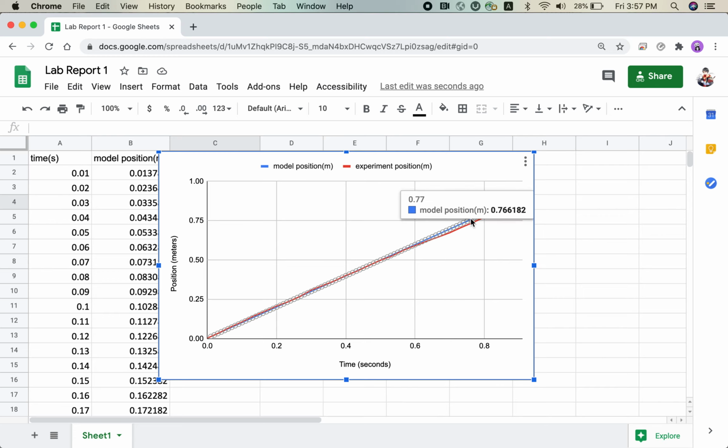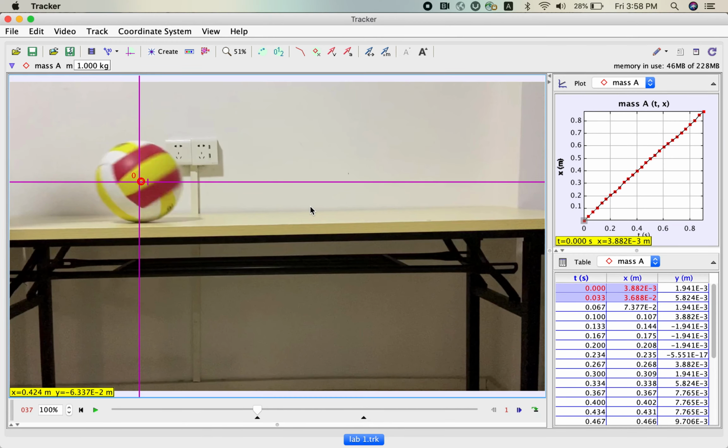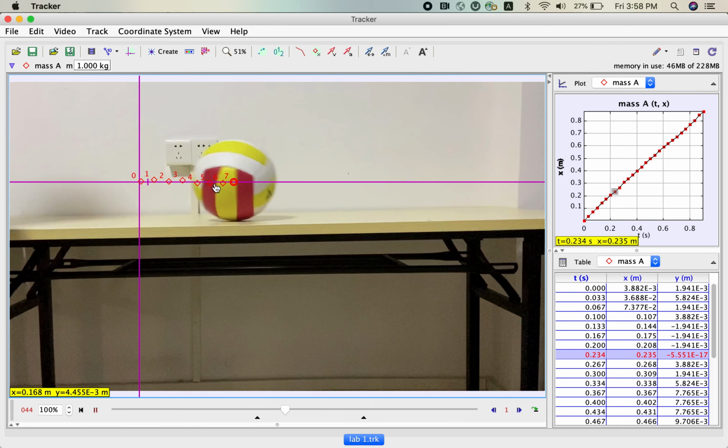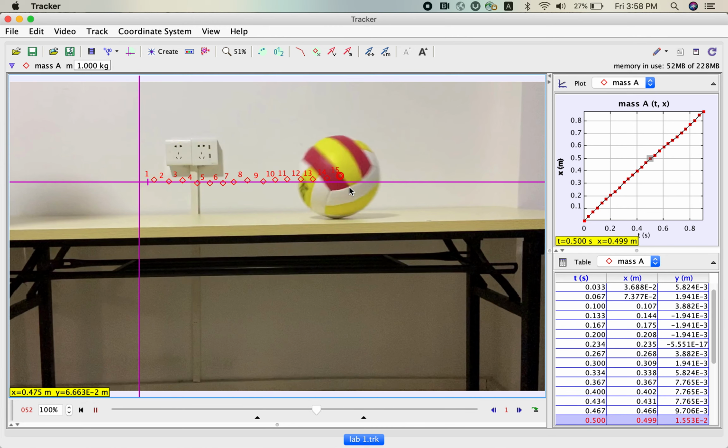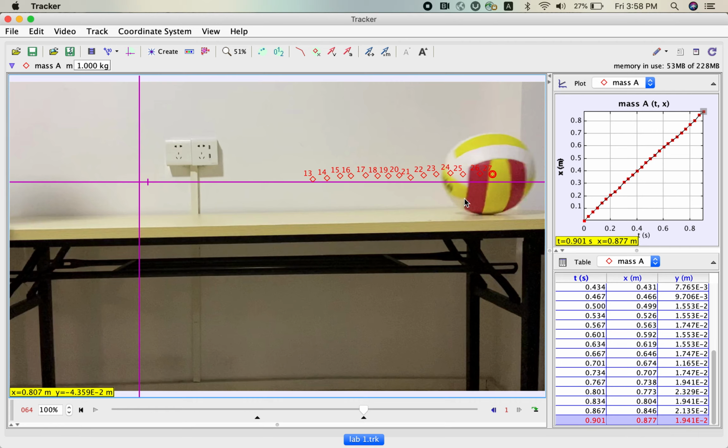However, we can notice there is a small discrepancy here. And the reason for that is that we have a small systematic error here. The x-axis is not 100% parallel to the horizontal table, and also we have random errors. When I track the center of mass of the baseball, we can find that the points are not on the same line. So in the following lab, I need to reduce the systematic error and random error in order to obtain a more accurate result.